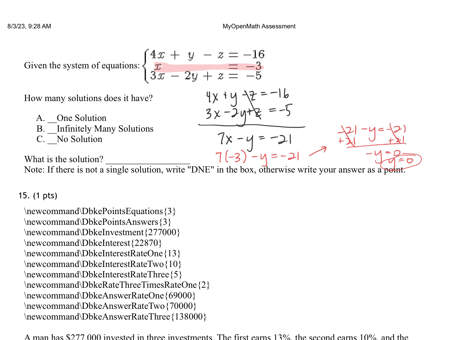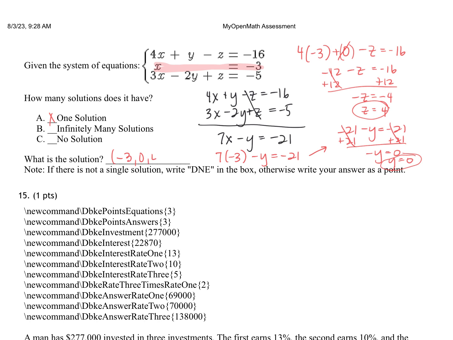And then you can plug in your x value, which is -3, and your y value, which is 0, into one of the other, the first or the last equation. So let's do the first. 4x plus y minus z equals -16. So this will be -12 minus z equals -16. You add 12, so you get -z is -4, which means a positive z is +4. So you found x, y, z. Since you found a solution, it's one solution, and you would put your solution down of -3, 0, 4.